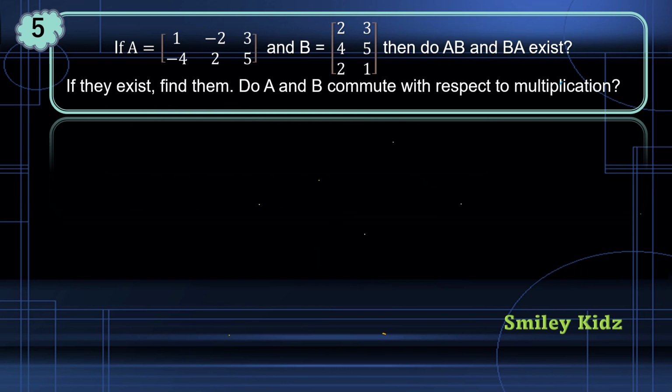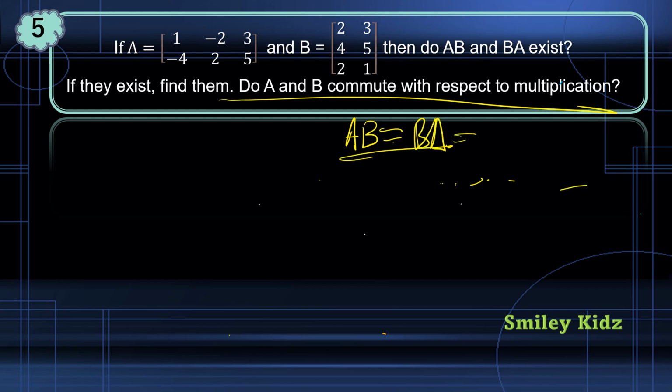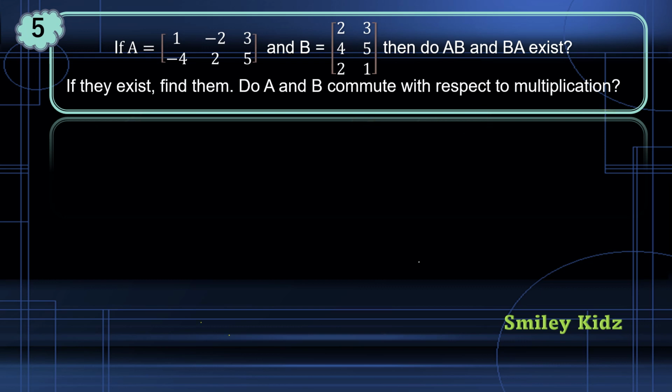Then the next part of the question says, do A and B commute with respect to multiplication? That means, will AB equal BA? That is what they are asking. So once you find AB and BA, you're going to check if they are equal. Now let's quickly find AB.